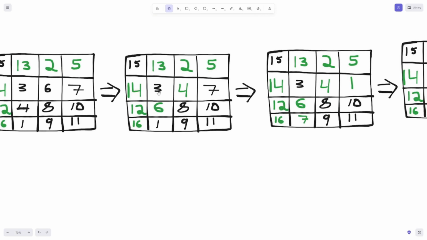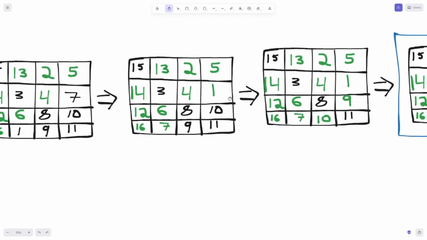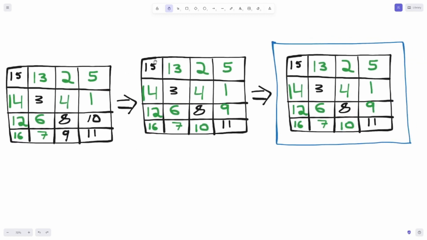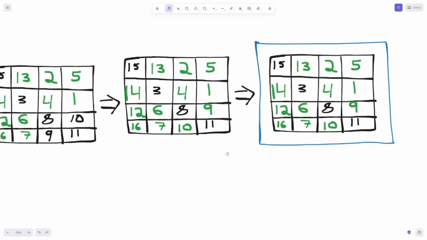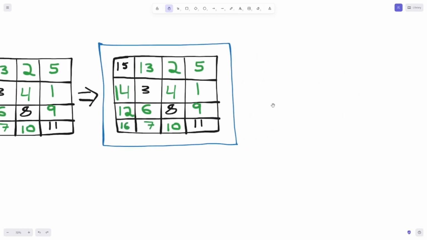Next row is 1. So 1 plus 1 is 2. We go to cell 1,2. Therefore, 1,2 and 2,1 are flipped: 4 and 6. 1,3 and 3,1 are flipped: 1 and 7. Next row, 2 plus 1 is 3. So 2,3 is 9. Therefore, 3,2 is 10, and 9 and 10 are flipped. And this is the final result.